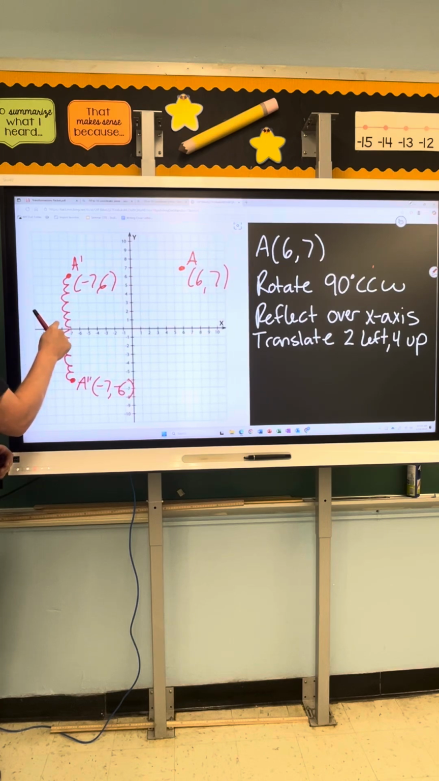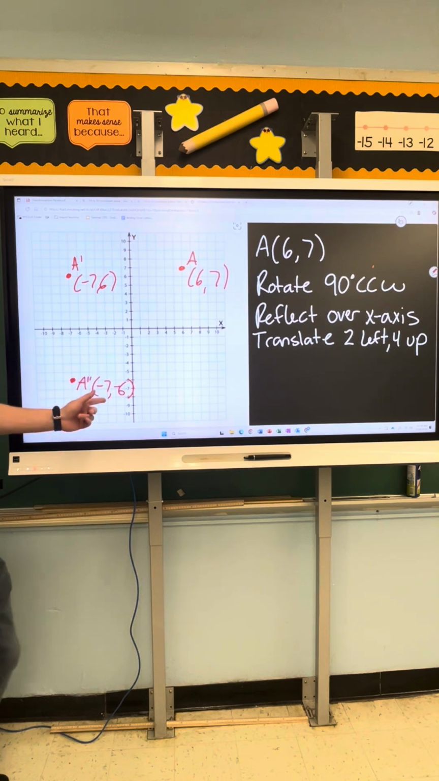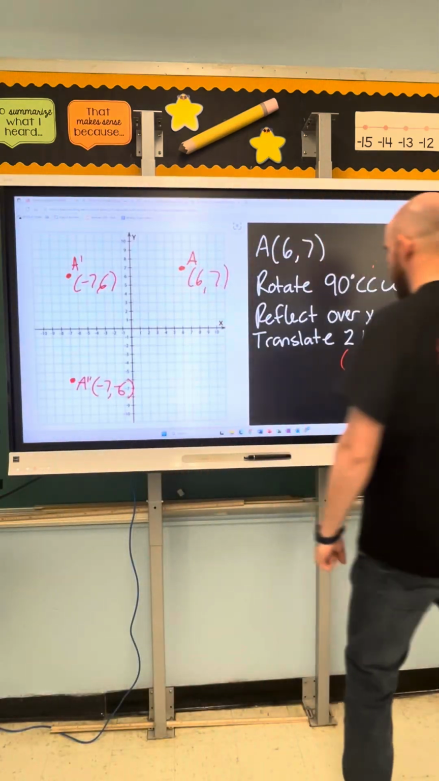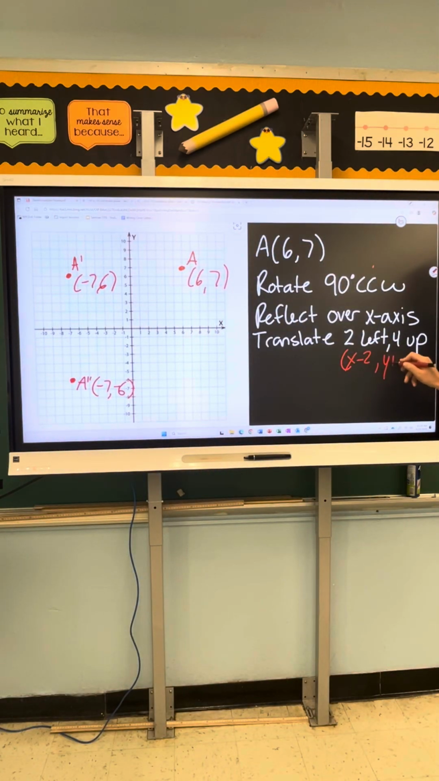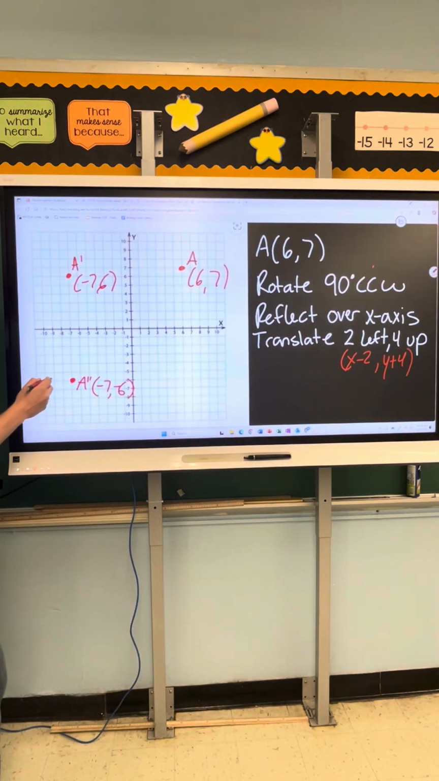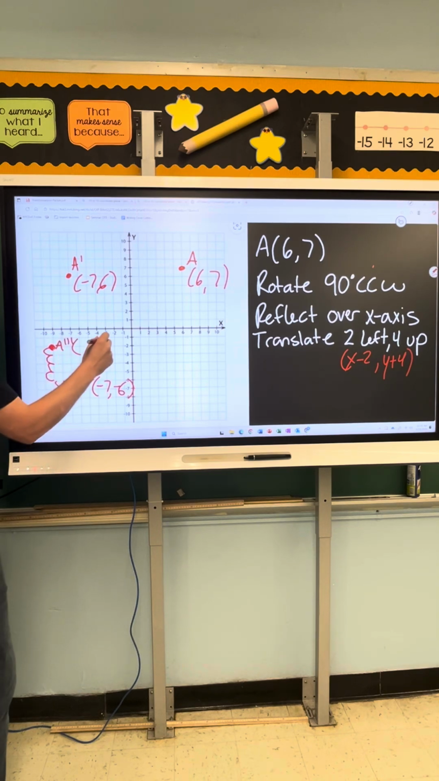Move that out of the way. Our last thing is to translate this new point, 2 left, 4 up. So that means go 2 to the left and 4 up, so we're gonna do x minus 2 and y plus 4. I could do that straight on the graph. 2 to the left, 4 up. I went 2 to the left and 4 up. So my new point, we're going to call this a triple prime, is (-9, -2).